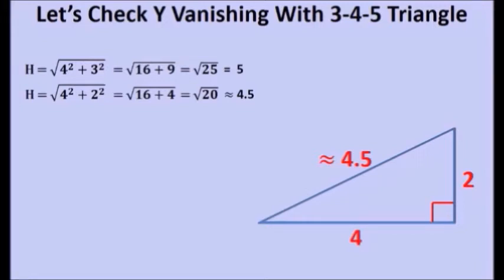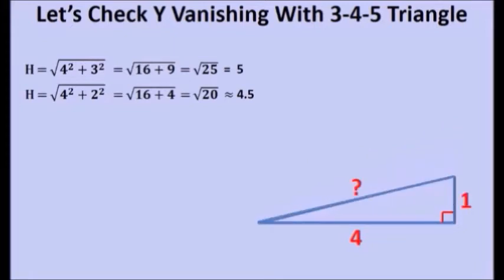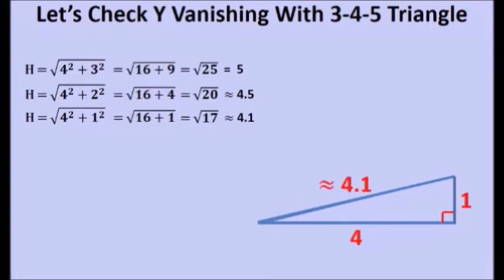Now, we collapse y further from 2 to 1 as follows. This time, h is the square root of 16 plus 1, or the square root of 17, which is about 4.1. You can already see that as the y leg gets small, the hypotenuse is already getting quite close to the length of the x leg. In other words, 4.1 isn't that far off from 4.